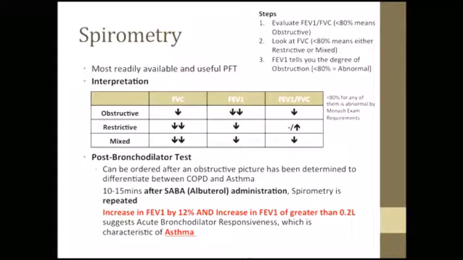So you need to have two criteria to be suggestive of asthma. And this is because in a lung which is really, really small, even after you give the bronchodilator, you might have a huge percentage increase, but the actual increase that happened is so minimal that it won't be significant enough to diagnose asthma.